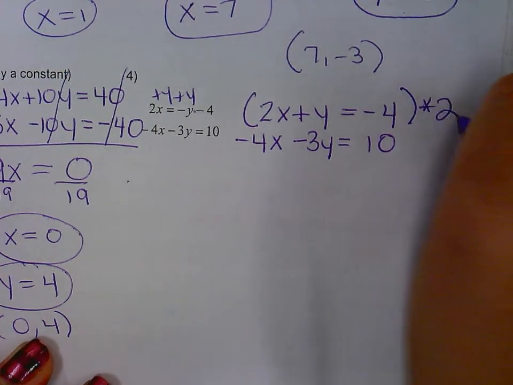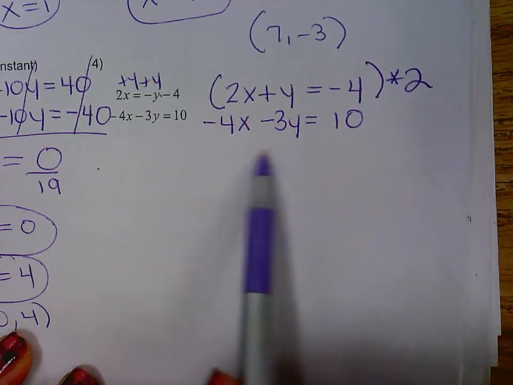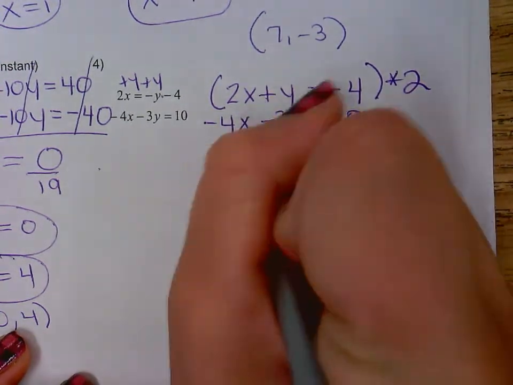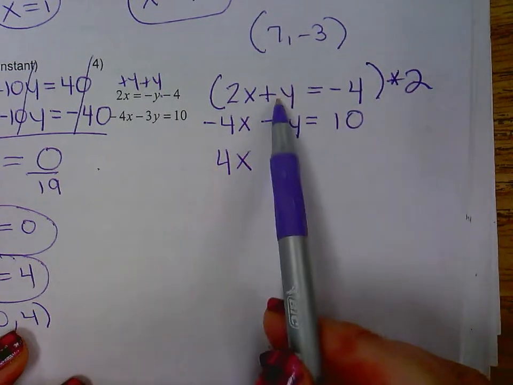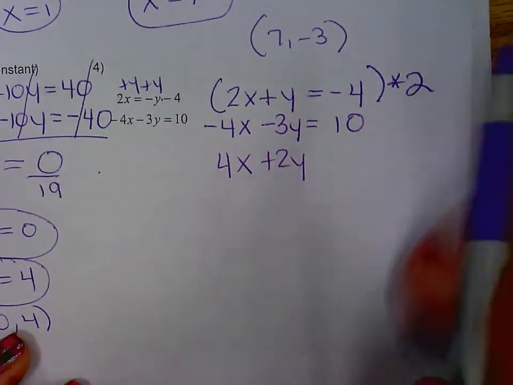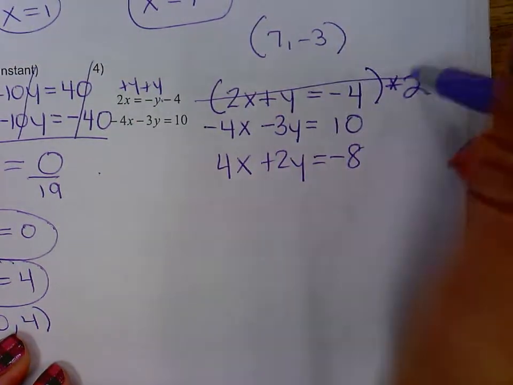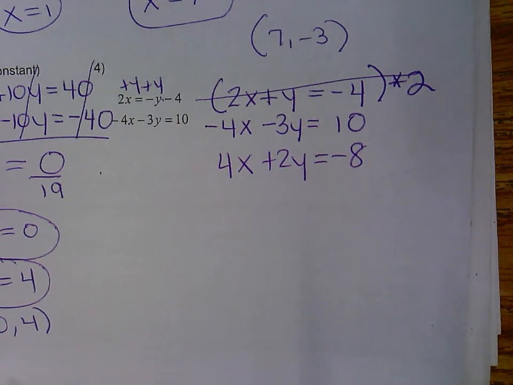I'm going to multiply the top equation through by 2. Right to what I get down here underneath. So I get 4 x's. I get 2 times this positive y is 2y. And then I get -8. And I'm just going to put a line through that top equation so I don't look at it anymore.